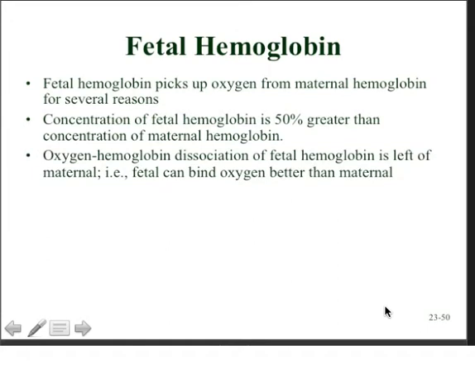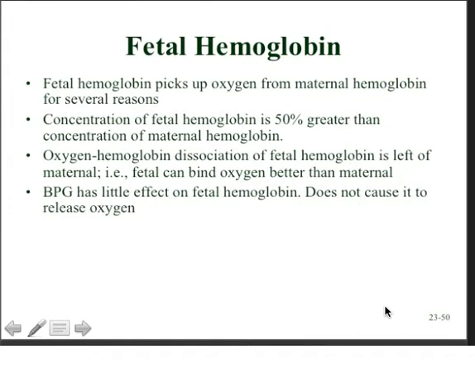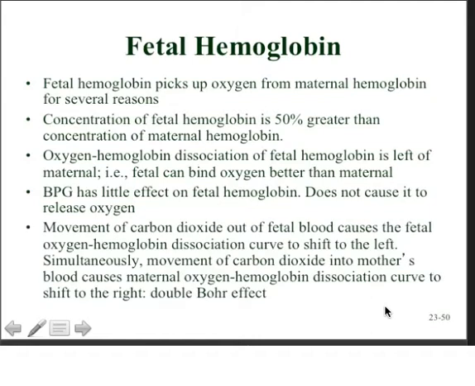The oxygen hemoglobin dissociation curve in fetal hemoglobin is to the left of adult hemoglobin, so the fetal hemoglobin can steal the oxygen from the maternal hemoglobin, which is exactly what we want to happen at the level of the placenta. Bisphosphoglycerate has little effect on fetal hemoglobin and does not cause it to release oxygen. The movement of CO2 out of the fetal blood causes the fetal oxygen hemoglobin dissociation curve to shift to the left, meaning there's higher oxygen affinity.